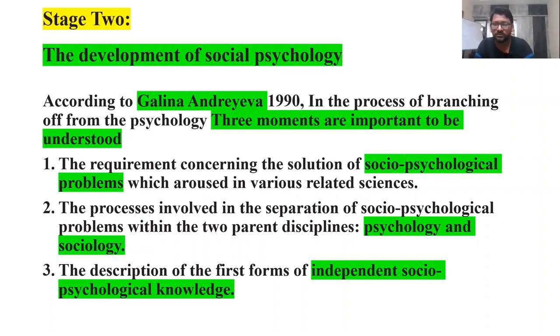And last but not least, the last moment is the description of the first forms of independent social psychological knowledge. Once the social psychological problems were separated from psychology and sociology, the two parent disciplines, independent social psychological knowledge emerged. So this is the second stage in which the development of social psychology took place. These three points can be asked in correct or incorrect statement questions also, so go through the statements once.